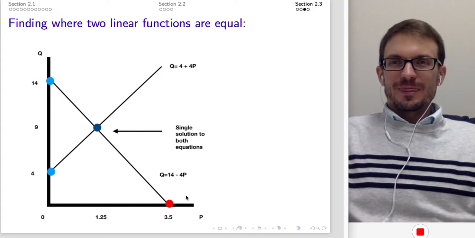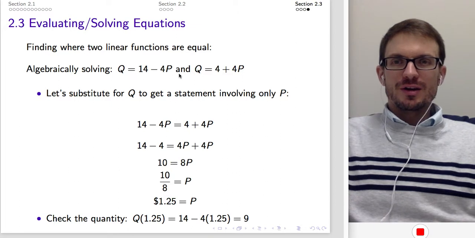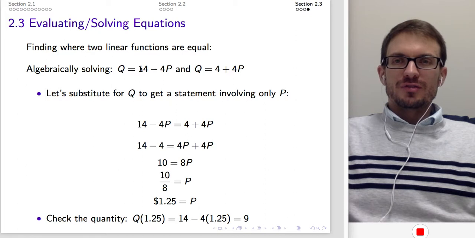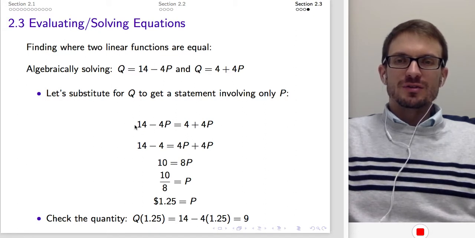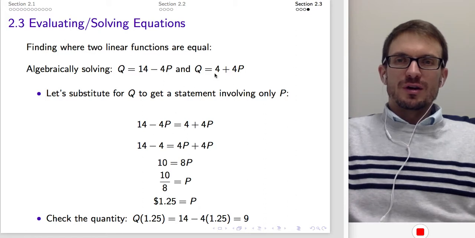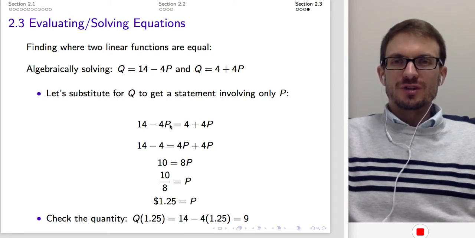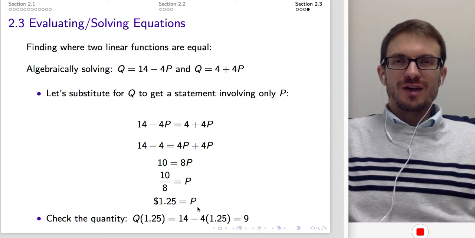All right. And then algebraically, to solve this, I can say we want to have the same quantity, want to have the same price. Let me just substitute for Q. Rather than having Q is equal to 14 minus 4p and Q is equal to 4 plus 4p, let me replace these Q's with one of these expressions. So I have 14 minus 4p is equal to 4 plus 4p, because these are both equal to Q, so that's a legal substitution. And then just solving, 10 is equal to 8p, or 10 over 8 is equal to p, or 1.25 is equal to p.